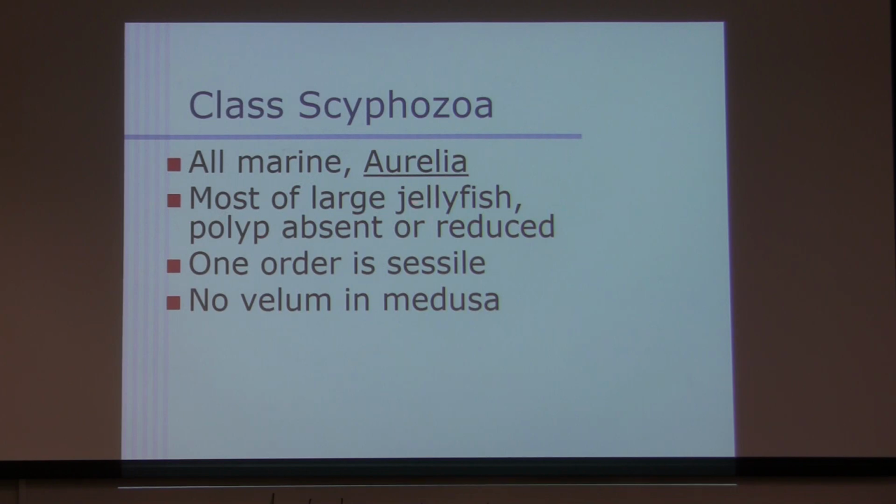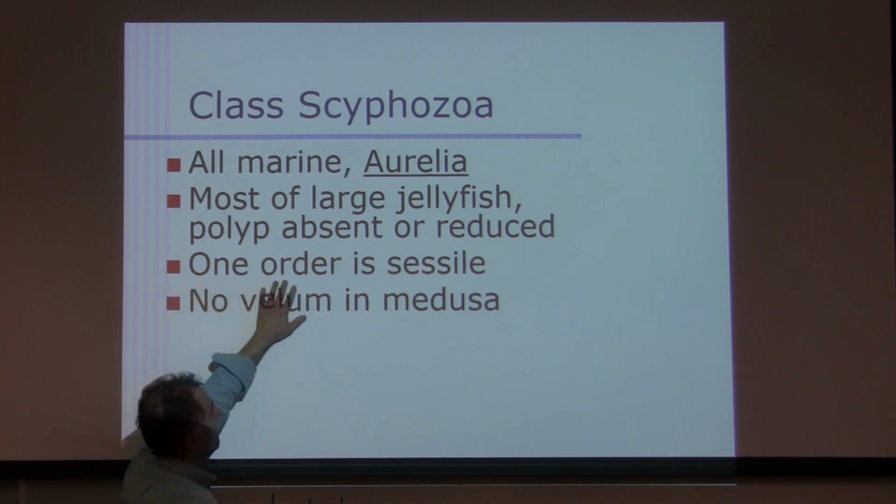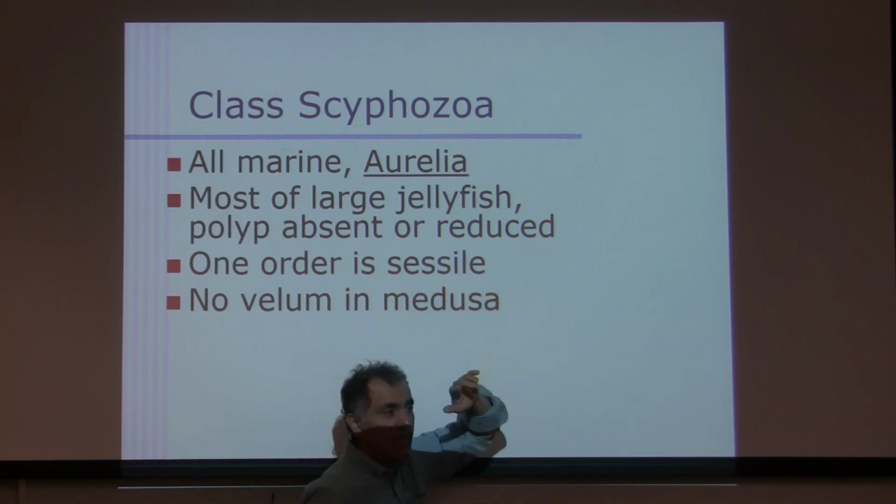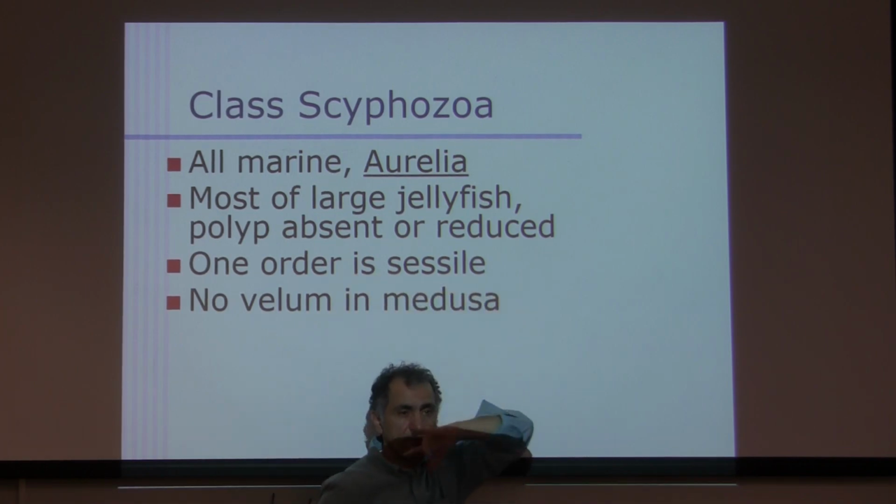Most large jellyfish have the polyp absent or reduced. So they do not have a polyp, those large jellyfish. You saw the video and you saw some huge polyp stages. No ordinary sessile. What am I saying? You remember what that sentence means?